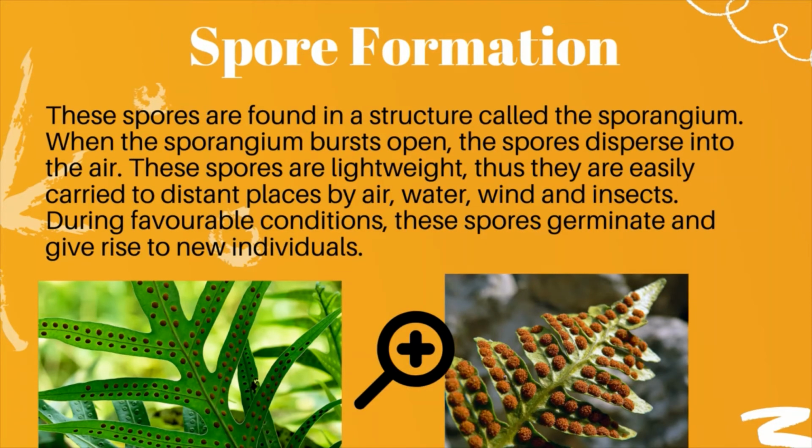Now let's move on to spore formation. As the name says, new organisms reproduce through round structures called spores. These spores are found in a structure called the sporangium. When the sporangium bursts open, the spores disperse into the air. These spores are lightweight, so they are easily carried to distant places by air, water, wind and insects. During favorable conditions, these spores germinate and give rise to new individuals.